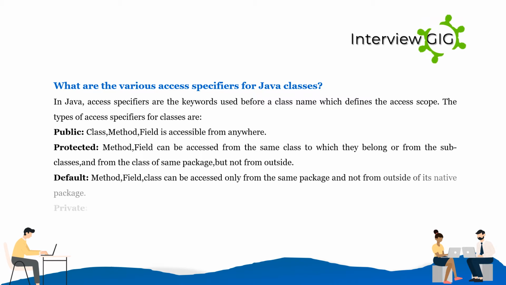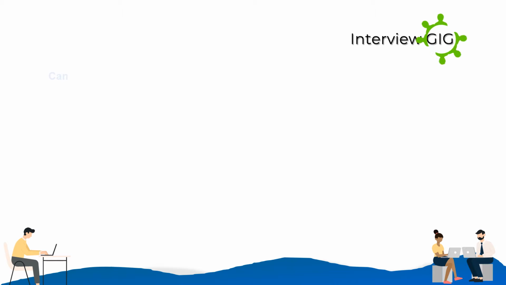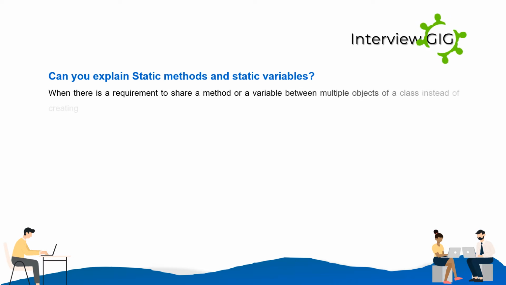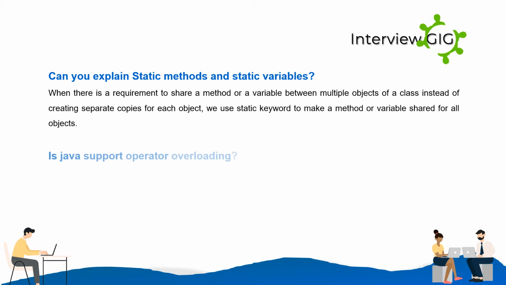Default: method, field, class can be accessed only from the same package and not from outside of its native package. Private: method, field can be accessed only from the same class to which they belong. Can you explain static methods and static variables? When there is a requirement to share a method or a variable between multiple objects of a class, instead of creating separate copies for each object, we use the static keyword to make a method or variable shared for all objects.